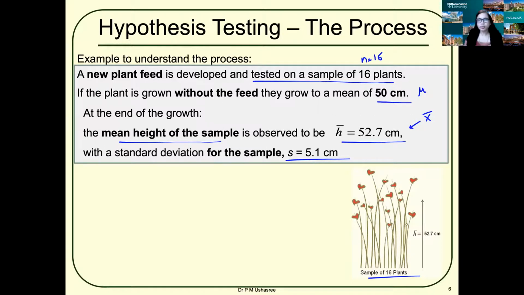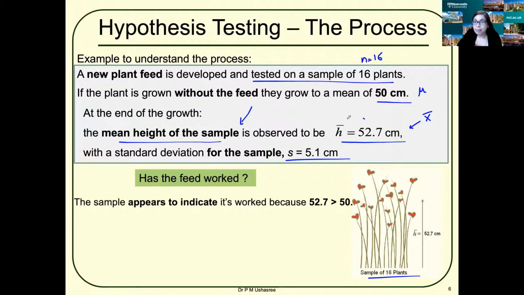Okay, so just using this one sample, can you say whether the feed has worked? Can you say that the feed has improved the height of the plants just by one sample? Yes, you can see that the mean sample height has increased from 50 to 52.7. 52.7 is greater than 50. It appears that the feed has worked, but it is based on one sample.